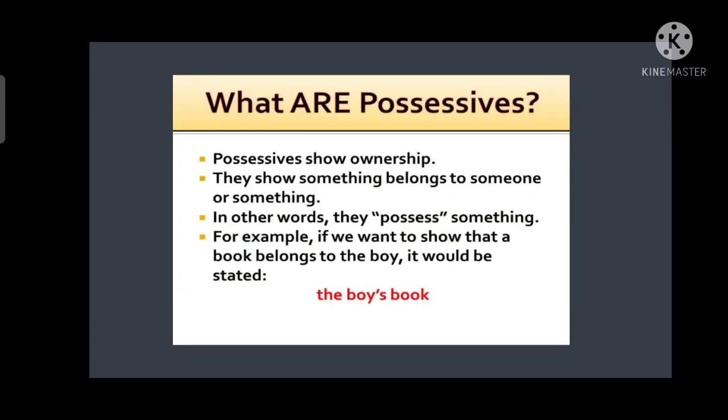First, let us know what possessives are. Possessives show ownership. They show something belongs to someone or something. In other words, they possess something. For example, if we want to show that the book belongs to the boy, it would be stated as the boy's book. Here apostrophe s is given. This means the book belongs to the boy.